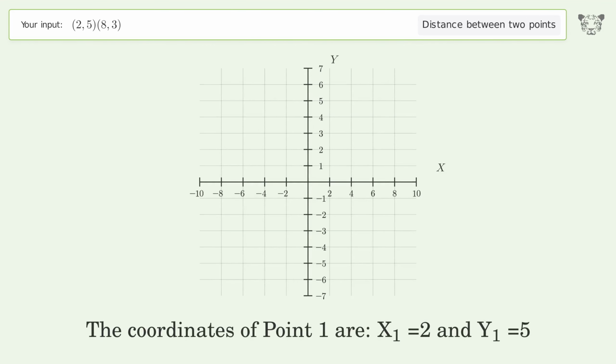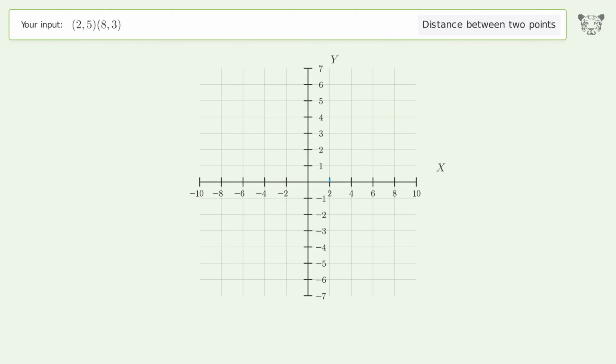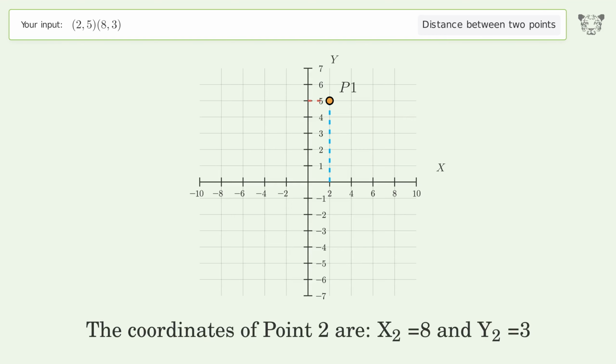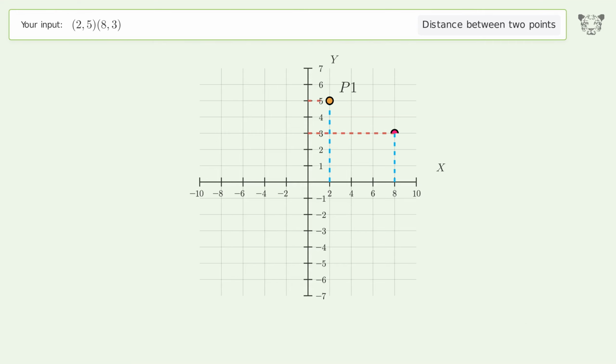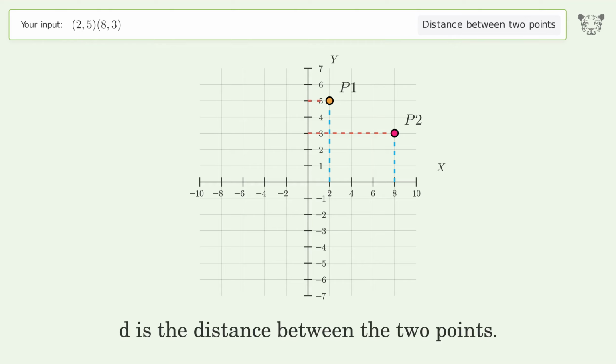The coordinates of point 1 are, x1 equals 2 and y1 equals 5. The coordinates of point 2 are, x2 equals 8 and y2 equals 3. D is the distance between the 2 points.